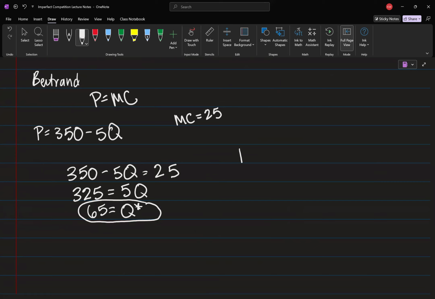The price that they charge, right, it should be equal to their marginal cost. Let's just check. So it should be 25. If we substitute for a quantity in the demand equation, we get 350 minus 5 times 65.